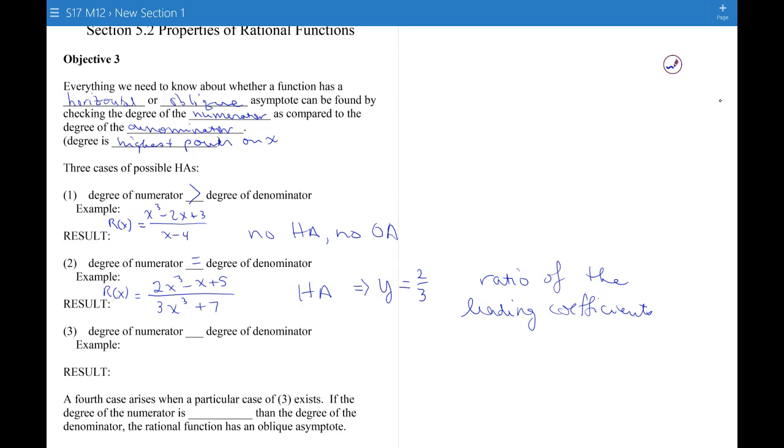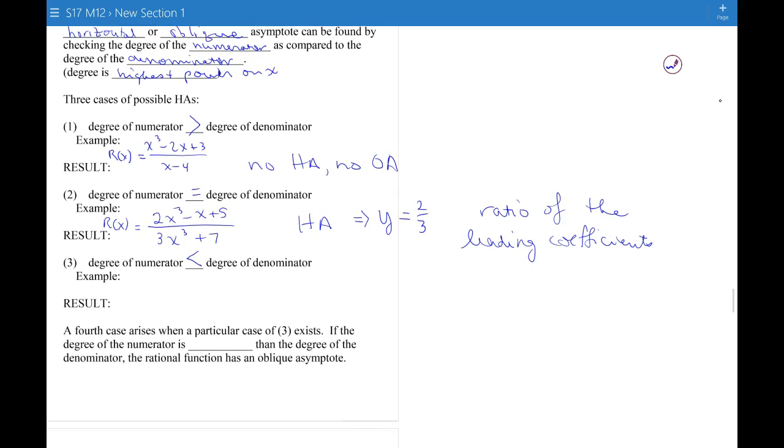And then you could have the degree of the numerator smaller than the degree of the denominator. So if you have x plus 1 over x squared plus 2, now you can see the denominator is going to grow a lot faster. And the result is you have a horizontal asymptote of y equals 0, which is the x-axis.